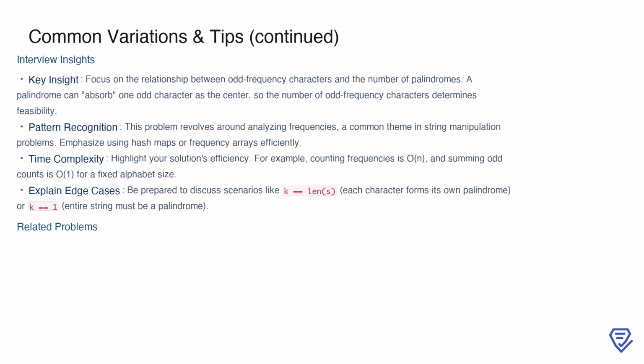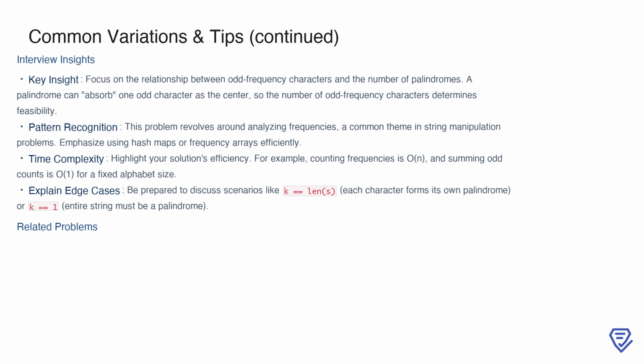From an interview perspective, there are some key insights to highlight. The core idea is understanding the relationship between odd frequency characters and the number of palindromes. A palindrome can incorporate one odd frequency character at its center, which means the total number of odd frequency characters determines whether forming k palindromes is feasible. This is a recurring theme in string manipulation problems, so recognizing this pattern can help you in similar challenges. Efficiently analyzing character frequencies using hash maps or arrays is a critical skill here.